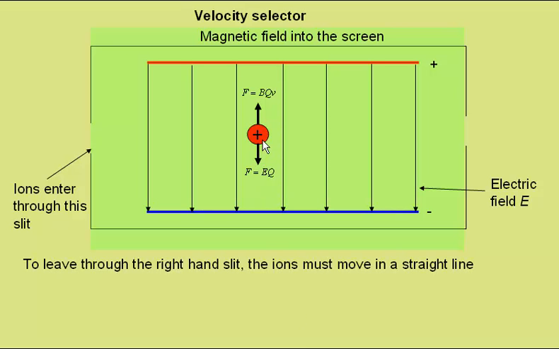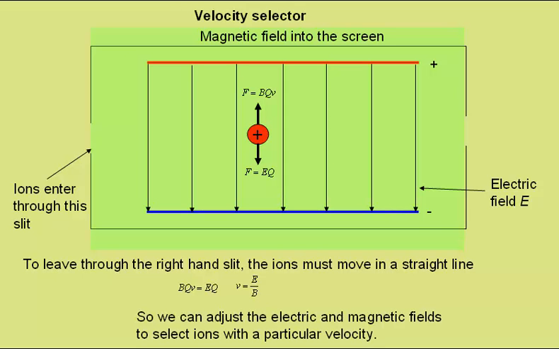If this ion is to leave the velocity selector through this right-hand slit, it must follow a straight line, and therefore the two forces, the force up BQV and the force down EQ, must balance. We can rearrange this to find that the velocity of the ion V is equal to the electric field strength E divided by the magnetic flux density B. So we can adjust the electric field strength and the magnetic field to select ions with the particular velocity we want.